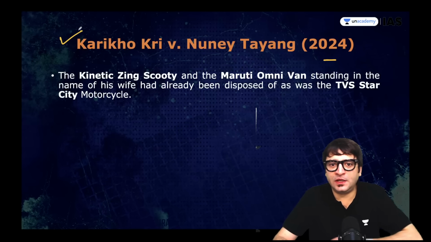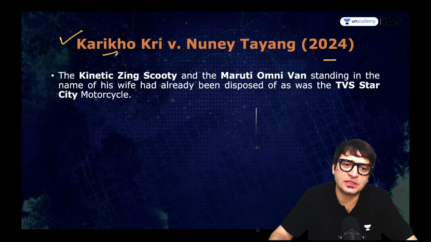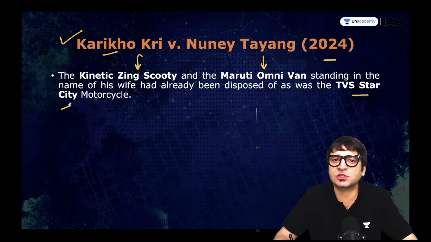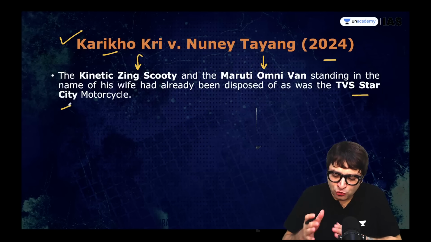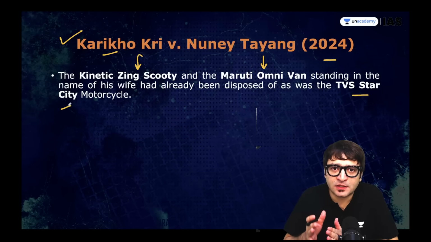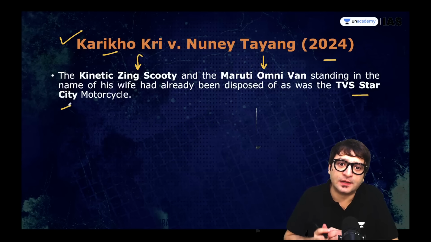Kariko Kri v. Nunne Tayang, 2024. Kariko Kri won the election. It was challenged on the grounds that you have hidden some details. Which details? Kinetic Zing Scooty, Maruti Omni Van, TVS Star City motorcycle. What does that mean? Listen to me carefully. You have to reveal the amount of assets in your name and in the name of your spouse as well.